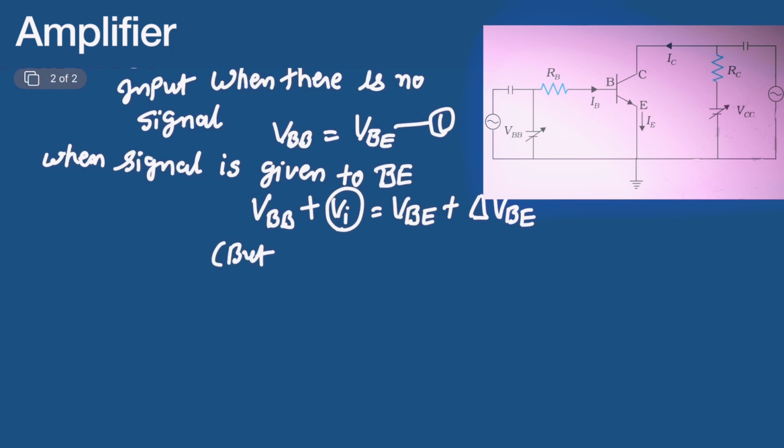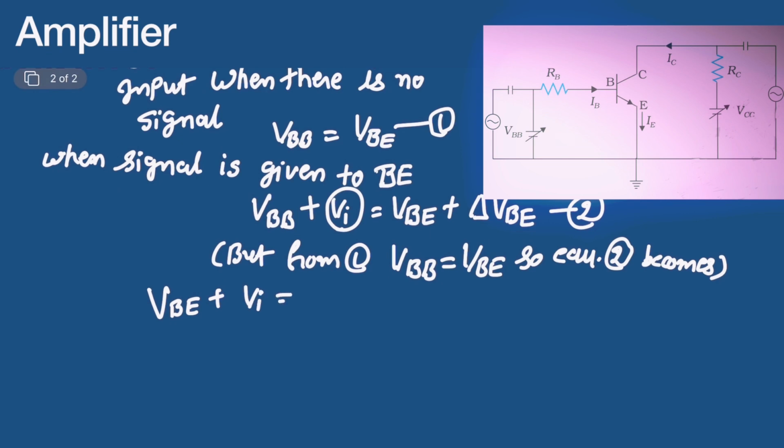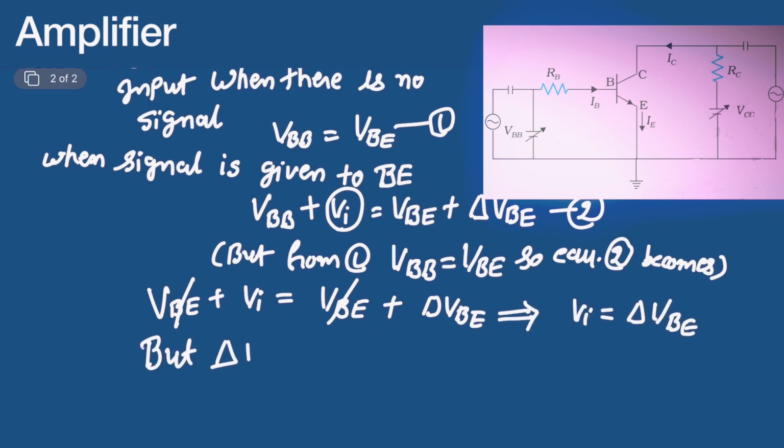Delta is a change. So this is our equation number 2. But putting the value of VBB from 1, that VBB is equal to VBE, our equation 2 becomes VBE plus VI is equal to VBE plus delta VBE. We can cancel VBE from both the sides, so we'll get VI is equal to delta VBE. But delta VBE is equal to Ri delta IB because of our formula V is equal to IR. So VI is equal to Ri delta IB, that is equation number 3.